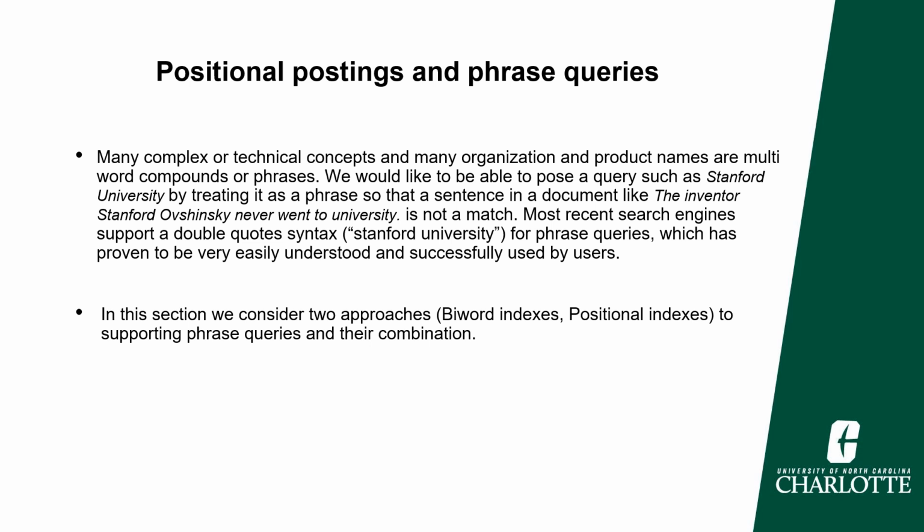so that it wouldn't be dissected and searched as Stanford and university individually, which could match the wrong sentences. So in this section, we will discuss two approaches, such as biword indexes and positional indexes, to support phrase queries and their respective combinations.